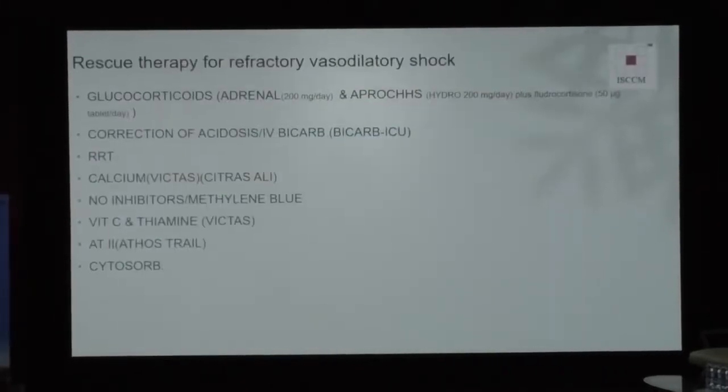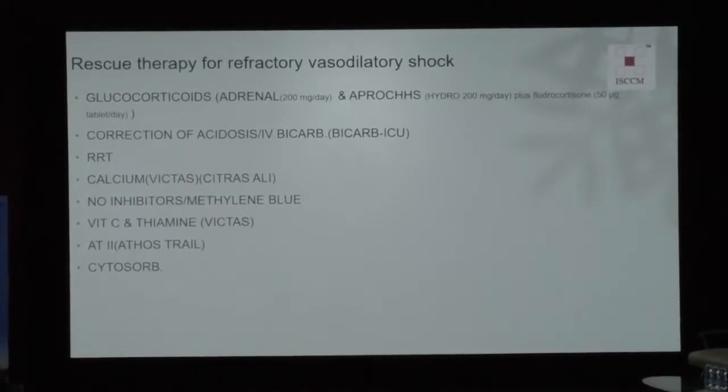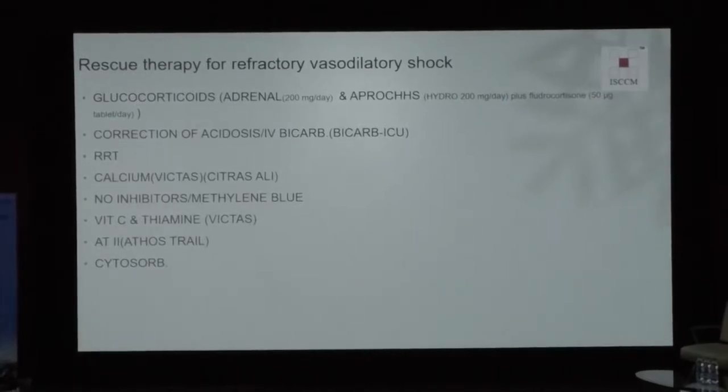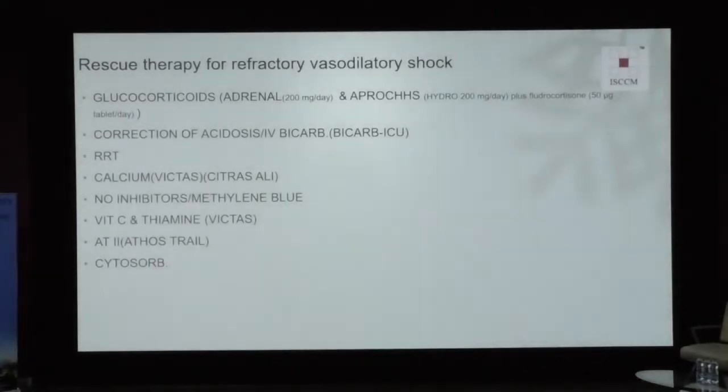Rescue therapy for refractory shock: the first is glucocorticoids with hydrocortisone. We have 2 studies, ADRENAL and APROCCHSS. One is 200 mg per day, that is 50 mg QID, and APROCCHSS 50 mg per day with fludrocortisone 50 mcg. Both studies don't show any mortality benefit, but it gives time for other corrections. In our institution protocol, before initiating, we send the steroid levels. Here we take a cutoff of 33 cortisol levels.